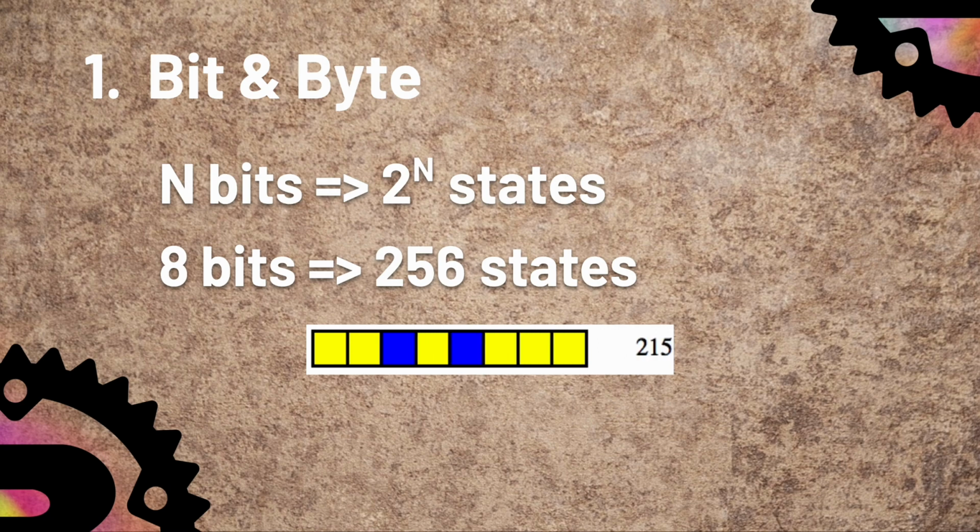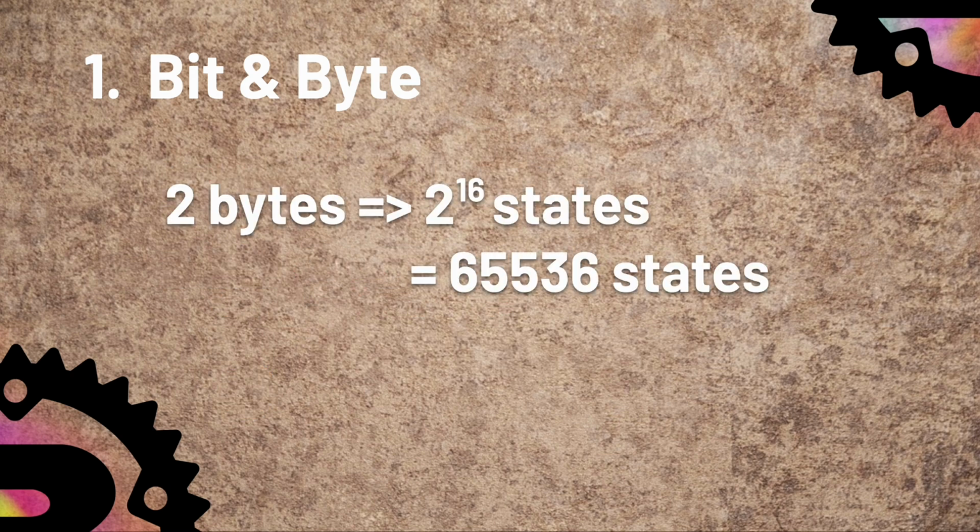What happens if we ask the computer to give you 2 bytes to store? If we put 2 bytes together, now you're going to have 2 to the power of 16 states, equal to 65,536 states. Now you can store even larger numbers.